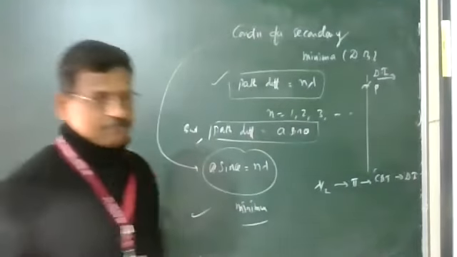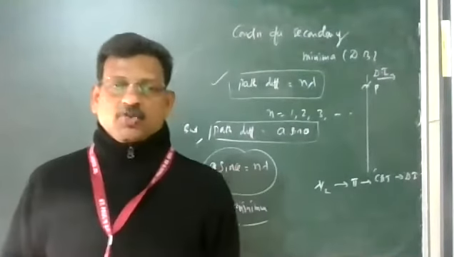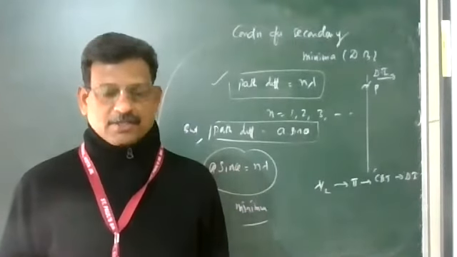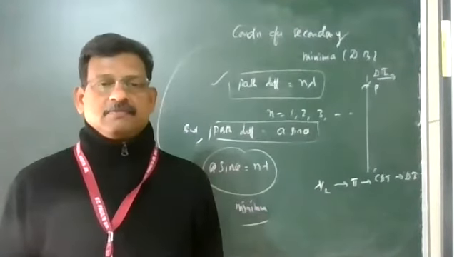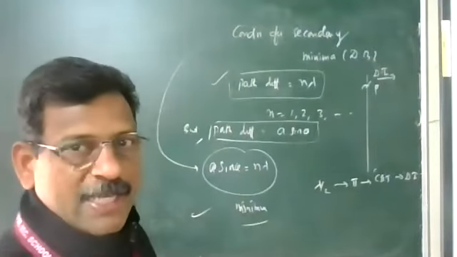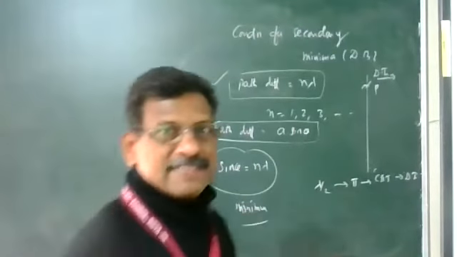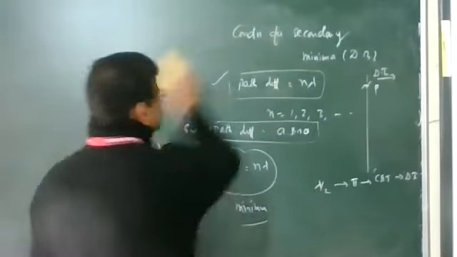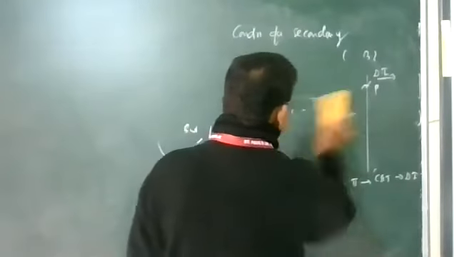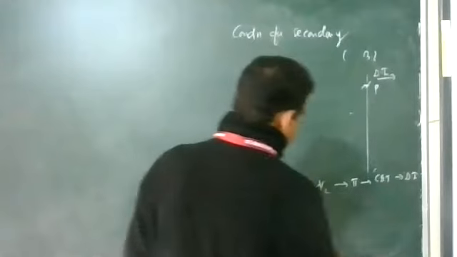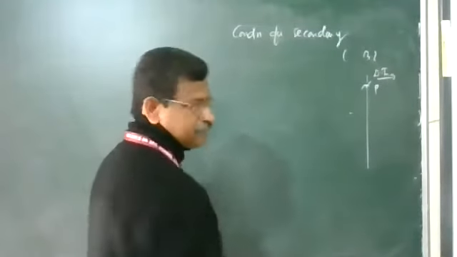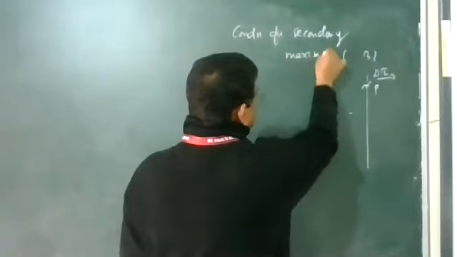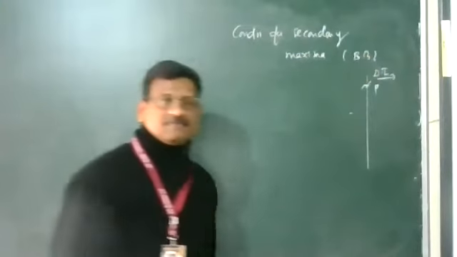Okay, very important. But n lambda was the condition for bright band in the case of interference. Compare and study this. So a sine theta equals n lambda. Next we go for the condition for secondary maximum, that is the bright band. Condition for secondary maximum in diffraction, that's called the bright band.